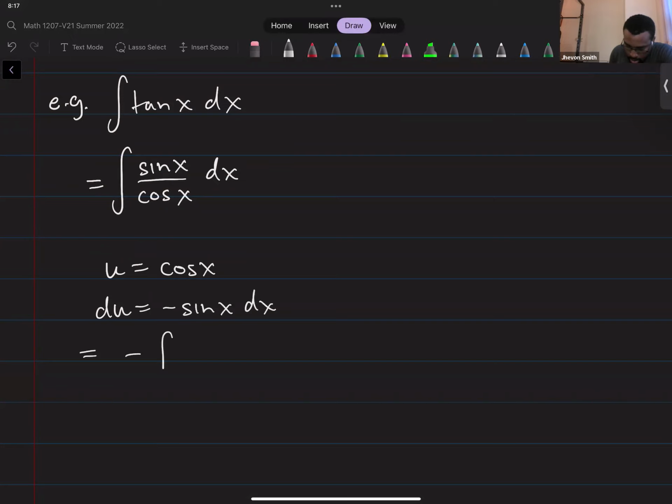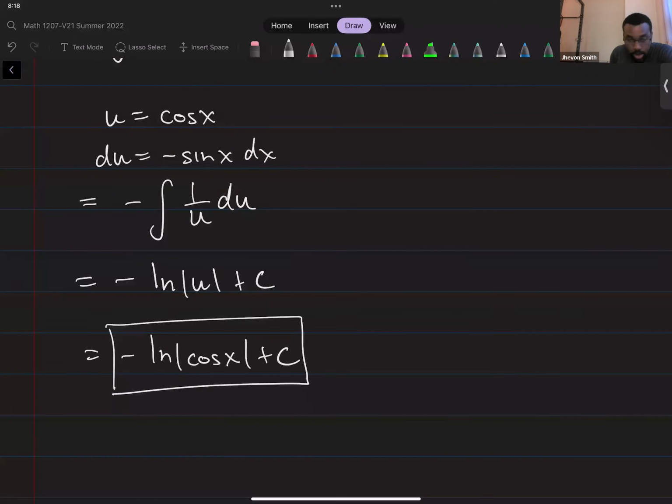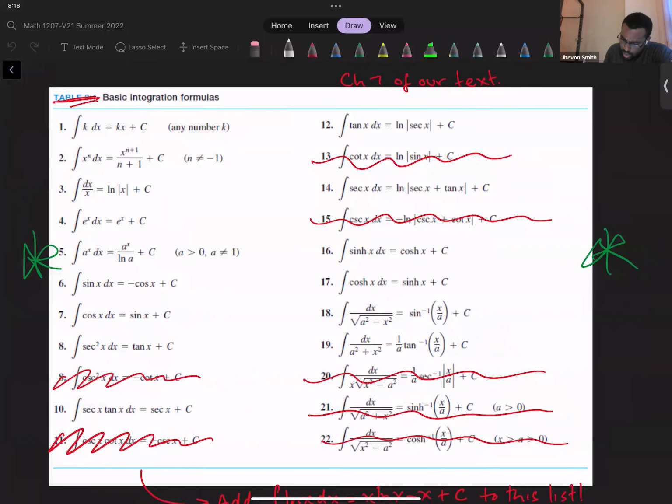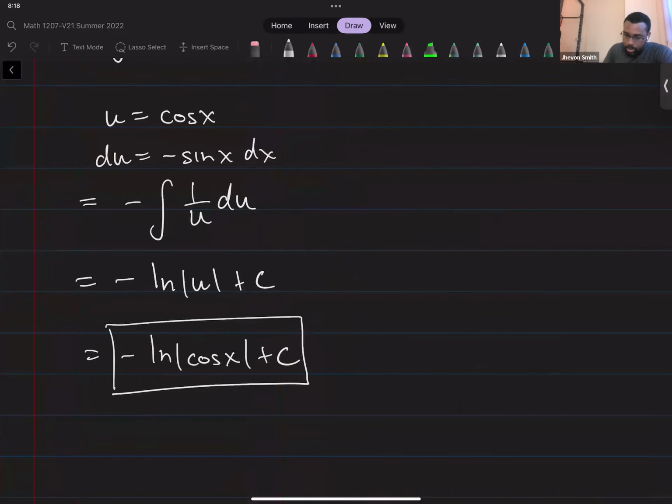So you get the negative integral of 1 over u du. So this is minus ln of u plus c. In other words, minus ln cosine x plus c. And that's the integral of tangent. That is in fact a basic rule, I believe. Well, in the rules you see it's secant, but that's okay. That's actually the same thing.